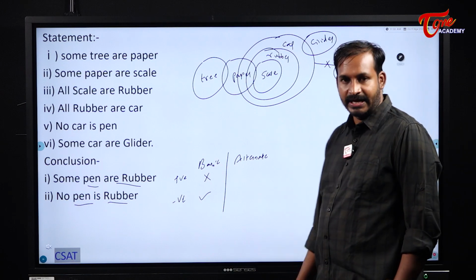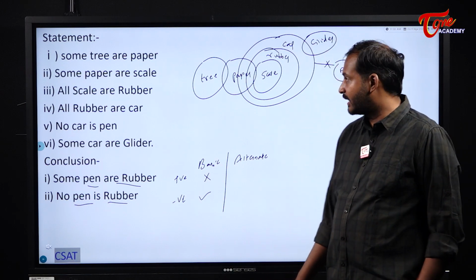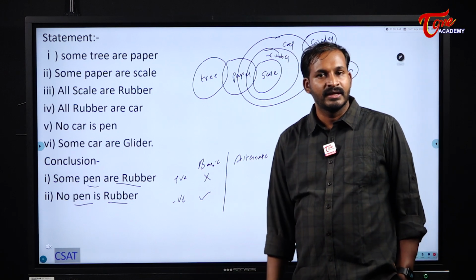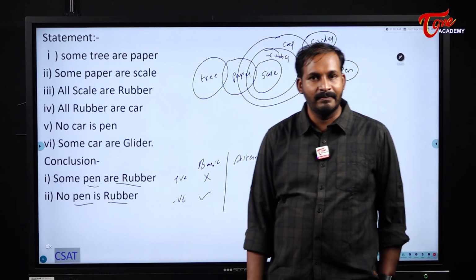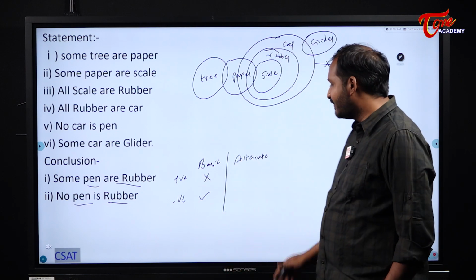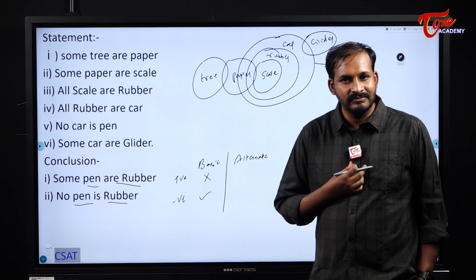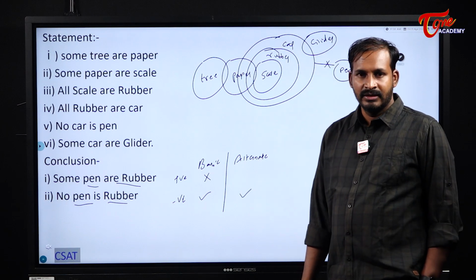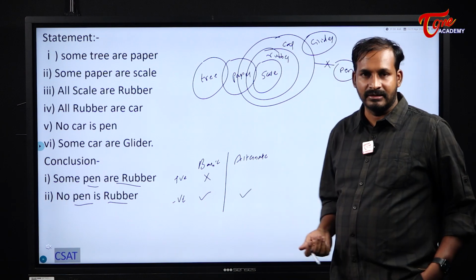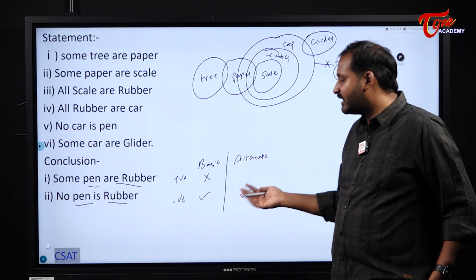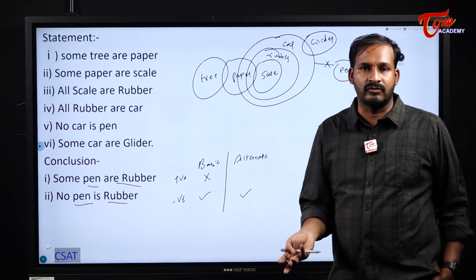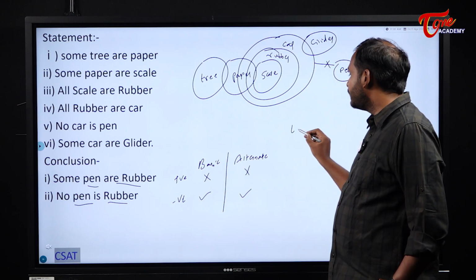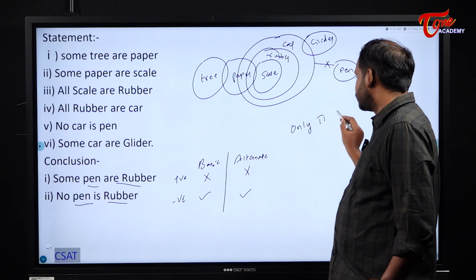Now come to the alternate diagram. Is it possible for me to draw the pen with rubber? No, it is not at all possible. That means, can I draw the alternate diagram? No. In the alternate diagram also this is becoming true, because I cannot draw the pen with rubber. So I don't have any other choice. Definitely my negative conclusion is always true. If this is true, then the other will become false. So here only 2 follows.